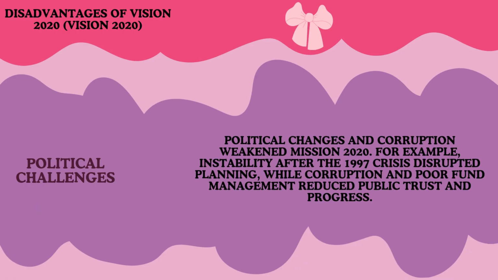Next is the disadvantage of Vision 2020: political challenges. Vision 2020 also faced major challenges, as political change and corruption weakened its progress. For example, instability after the 1997 economic crisis disrupted long-term planning. Corruption and poor fund management also reduced public trust and slowed down development.